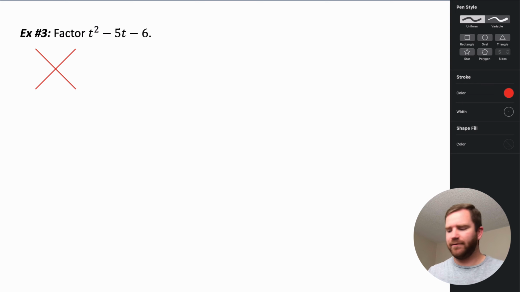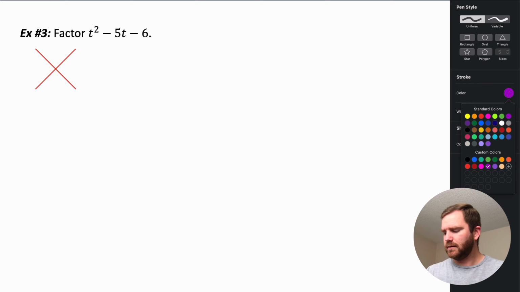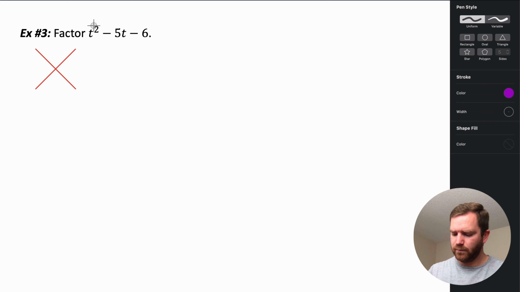What happens if we have a situation like this? What is the leading coefficient really here for the t squared? Really, it's a 1, right? So it's a 1 times negative 6. That's going to be negative 6 here. And then we have negative 5. So what has to be true about our two numbers in order to multiply to be a negative number? Two numbers that multiply to be a negative means one of them is positive, one of them is negative.